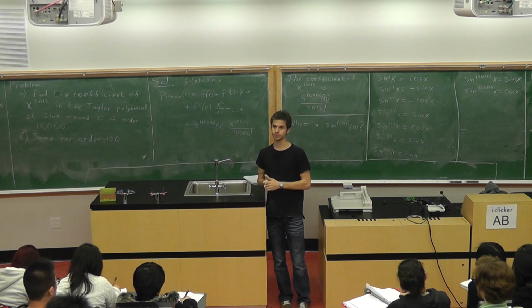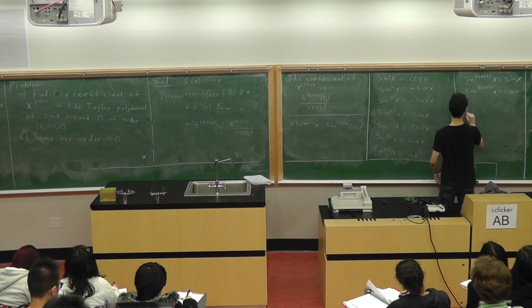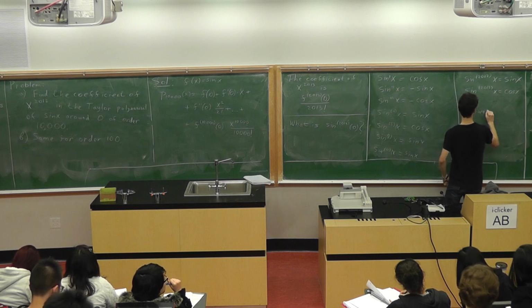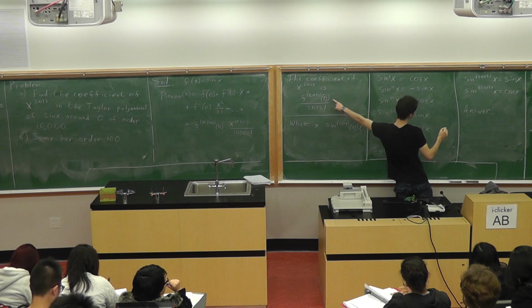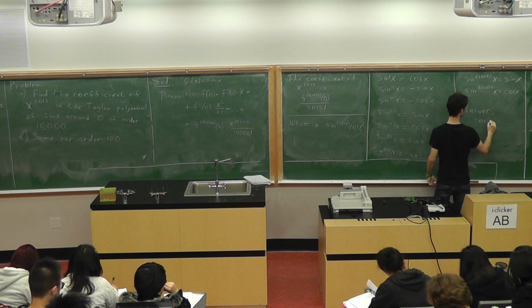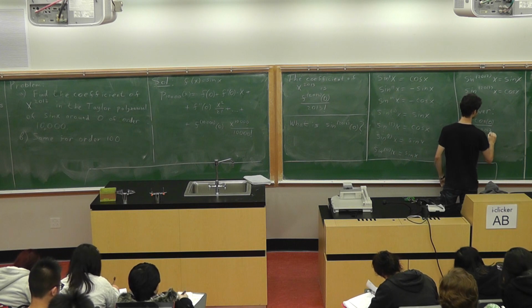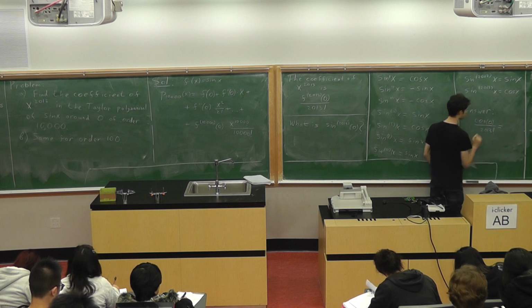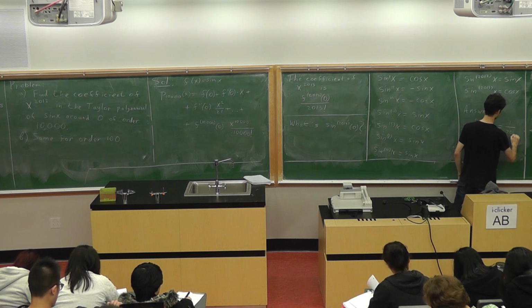And now I'm ready to answer the original question. So the answer: it's the 2013th derivative, which is cosine, at the point 0, divided by 2013 factorial. Or in other words, it's 1 over 2013 factorial.